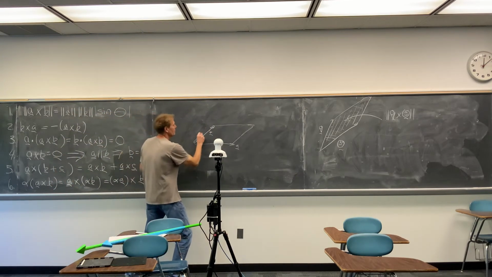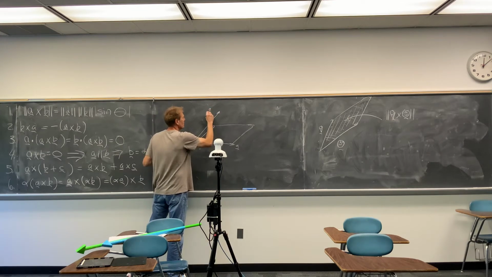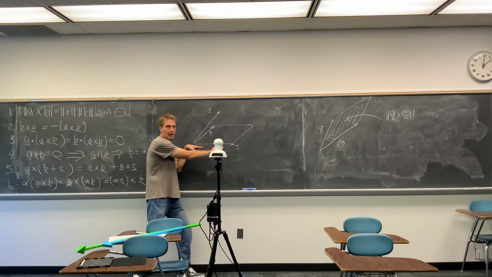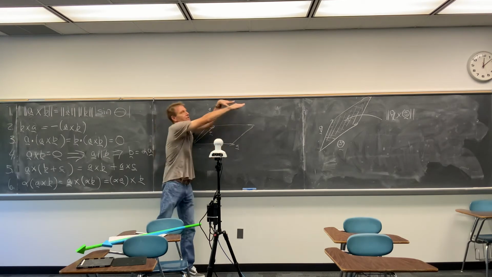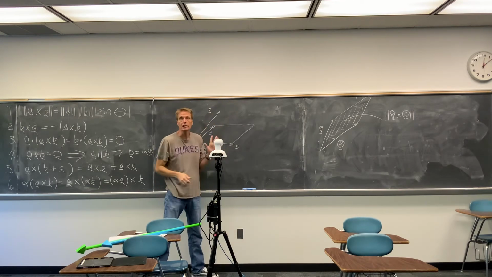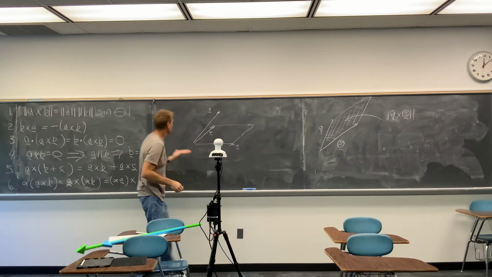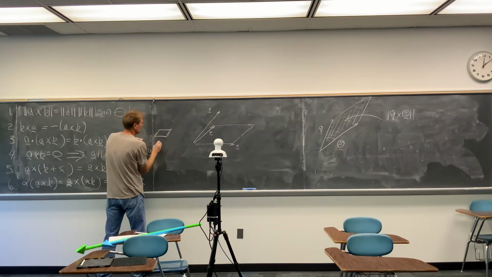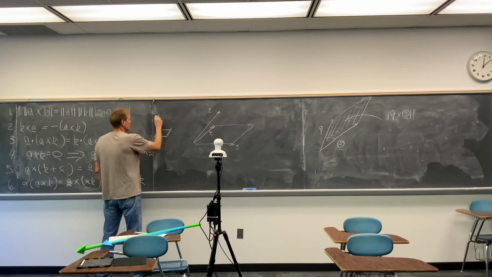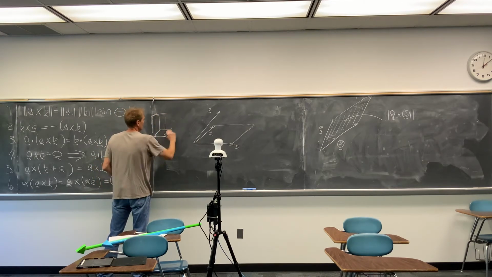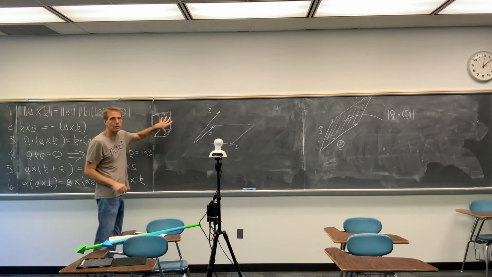I've got some other vector C, like this, and imagine sliding this parallelogram along C. This is the same thing as taking a square and sliding it straight up. And when you do that, you're going to create a box.